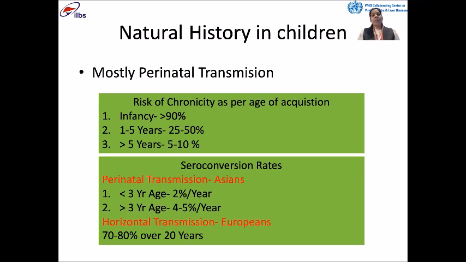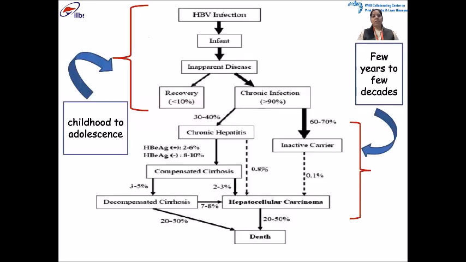Whereas in horizontal transmission, about 70 to 80% seroconvert over the years, by 20 years of age. In adults, as age increases, the liver also gets affected. In children, as age advances, the percentage of virus also decreases or is minimized.